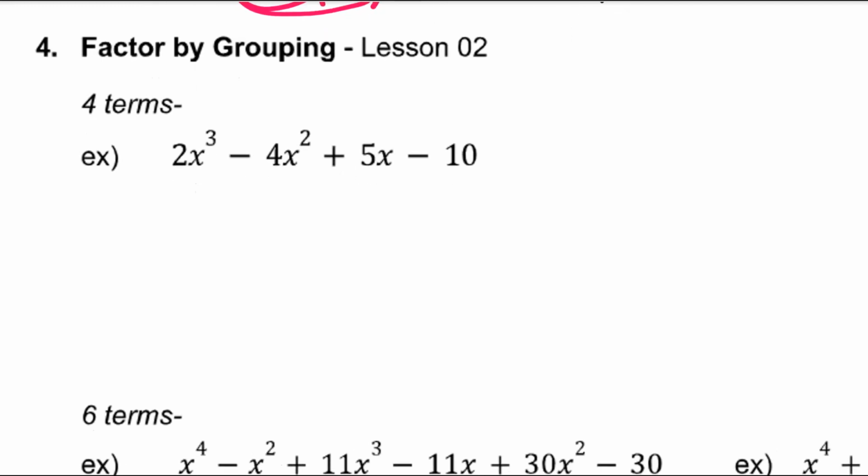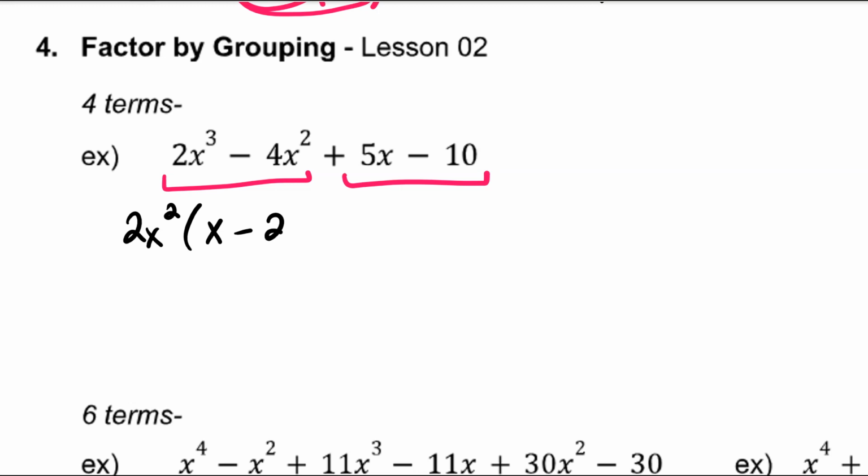Number 4, factor by grouping with 4 terms. As long as it's in standard form, maybe you need to rewrite it first, you can group the first 2 terms and the second 2 terms. So between the first 2 terms, I could pull out a 2x squared as a GCF, and I would just be left with x minus 2. And again, if I distribute that back in, I'd get the same thing.